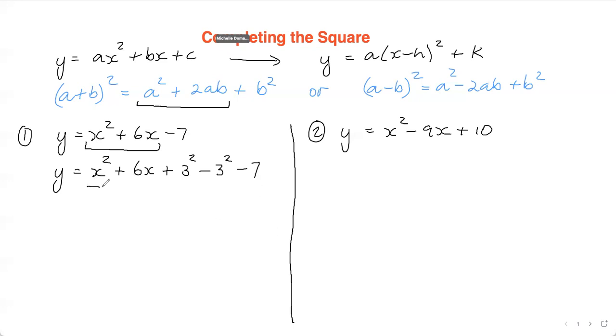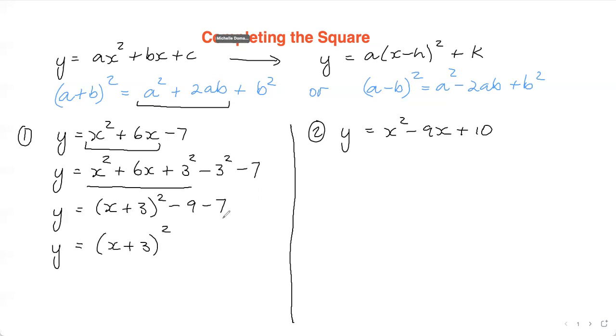Now looking at these first three terms, I have the complete perfect square. So now I'm going to write it in bracket form and go (x + 3) all squared, and then I've just got to simplify this bit at the end. 3 squared's 9, so minus 9 minus 7, and then our last step is just to finally tidy that up. Minus 9 minus 7 is minus 16. So there, that one's done.